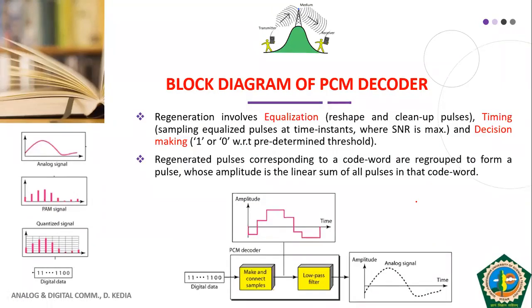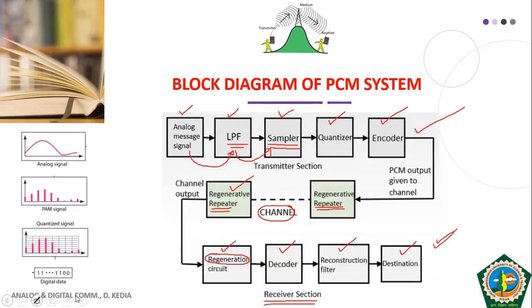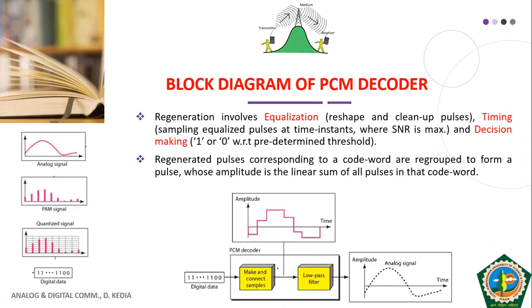So this is the block diagram of the PCM decoder. As I told you, in the PCM decoder we have three things: one is the regeneration circuit, another is the decoder, and the third one is the reconstruction filter. In the regeneration circuit, once we receive our PCM signal, regeneration means three things: we do equalization, we do timing, and we do decision making.